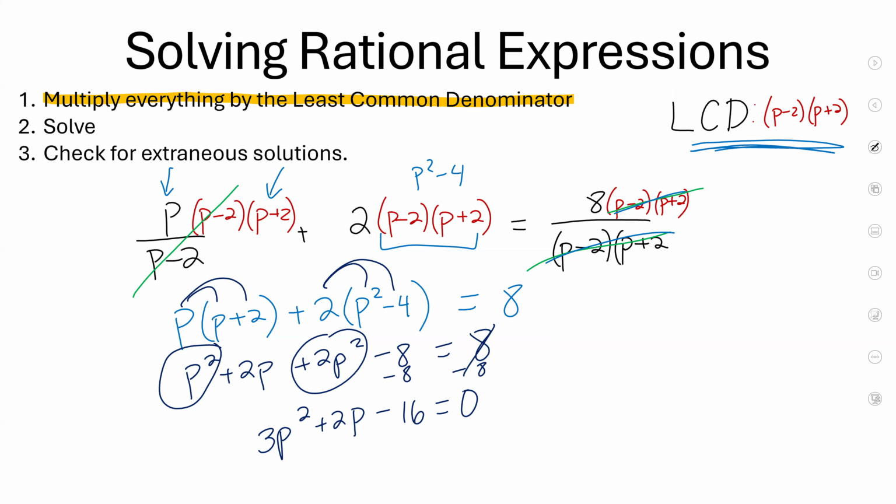So guys, I'm going to pause here and let you guys factor it and solve. When you factored it, you should have gotten 3p plus 8 times p minus 2. And if you solve that, you'll get p is equal to negative 8/3 and p is equal to 2.